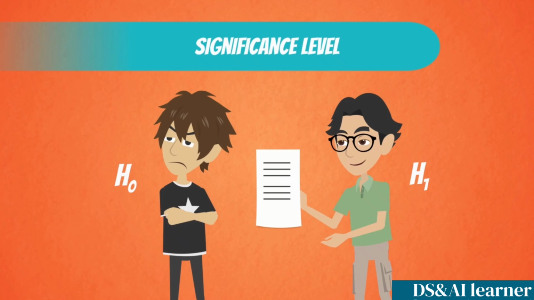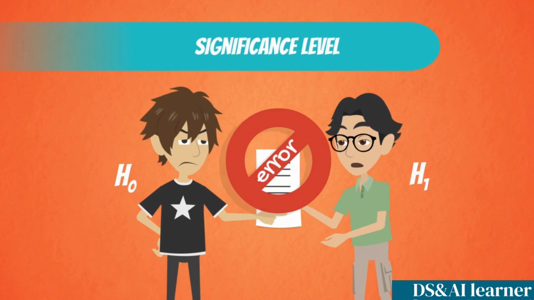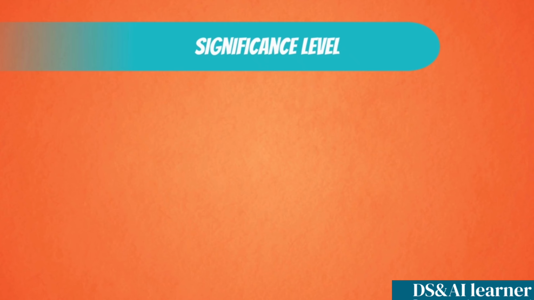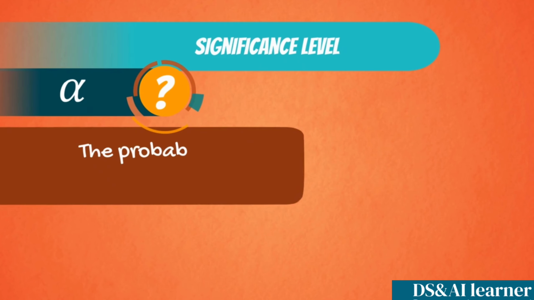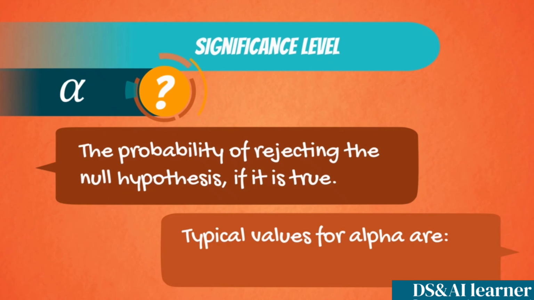Normally, we aim to reject the null if it is false, right? However, as with any test, there is a small chance that we could get it wrong and reject a null hypothesis that is true. The significance level is denoted by alpha and is the probability of rejecting the null hypothesis if it is true. So, the probability of making this error. Typical values for alpha are 0.01, 0.05, and 0.1. It is a value that you select based on the certainty you need.